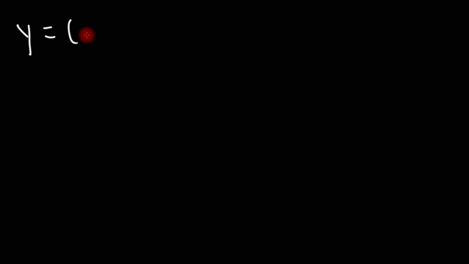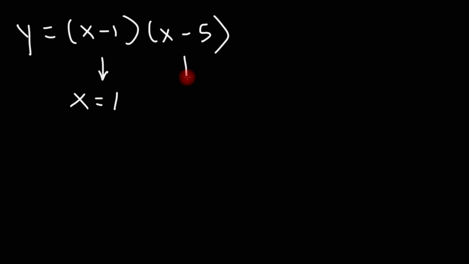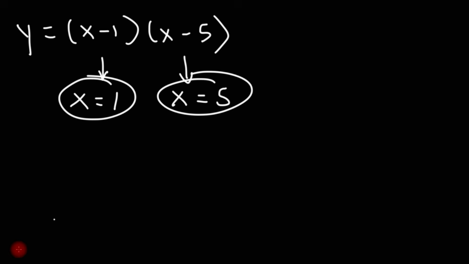Now what if you have a quadratic equation in factored form? How would you find the axis of symmetry in this case? Now, notice that we have two x-intercepts. If you set y equal to 0, you'll get the x-intercepts 1 and 5. Now, it turns out that the vertex, or at least the x-coordinate of the vertex, is going to be the midpoint of these two numbers.